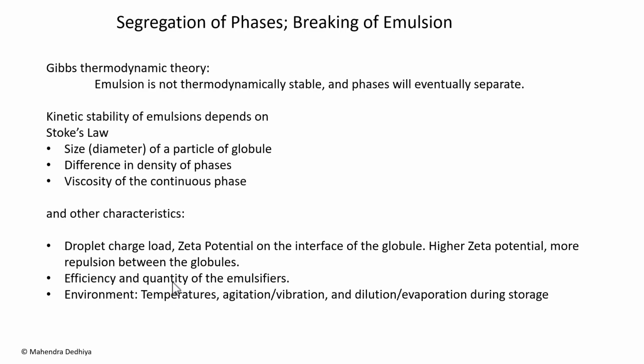Environmental conditions such as temperature. Higher temperature, mobility increases within emulsion and cause separation. Higher agitation and vibration upon storage. Again, mobility of emulsion phases increase and it will cause separation. Dilutions and evaporation during storage will change the composition and will cause breaking of an emulsion.